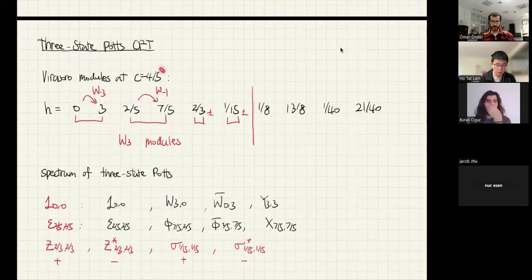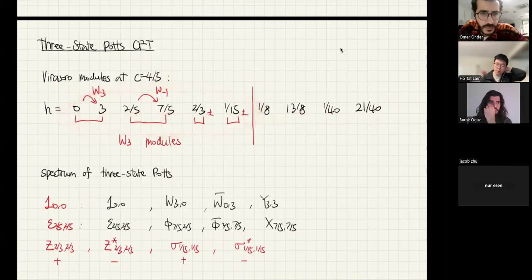So because we're studying the theory at central charge 4/5, we can ask what the possible Virasoro modules, or Virasoro representations, are at this central charge. It turns out that there are in total 10 possible Virasoro modules, labeled by the dimension of their highest weight states. And it turns out that the first 6 form representations under the W3 algebra.